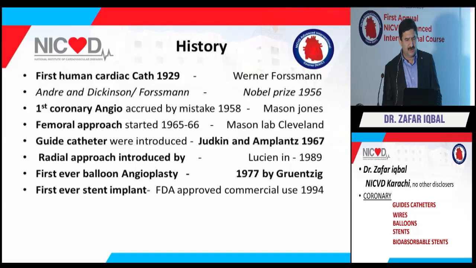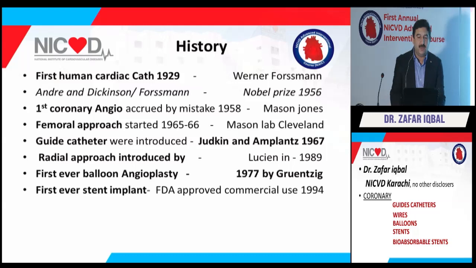The femoral approach, although work was going on after 1958, properly started in 1965 to 66 in Mason Sones' lab in Cleveland. The guide catheters were introduced with the very famous names like Judkins and Amplatz in 1967. The radial approach was introduced by Lucien Campeau in 1989.